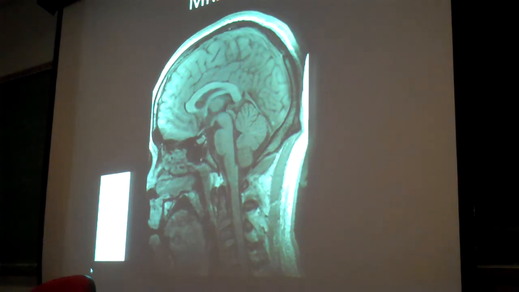One in the middle called the foramen of Magendie. Okay? Think MM, middle, Magendie. And the lateral one is Luschka. Okay? The lateral foramen.